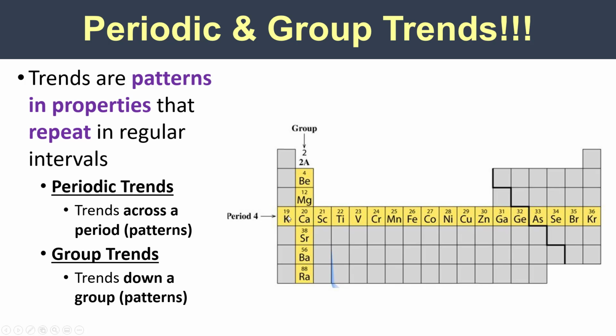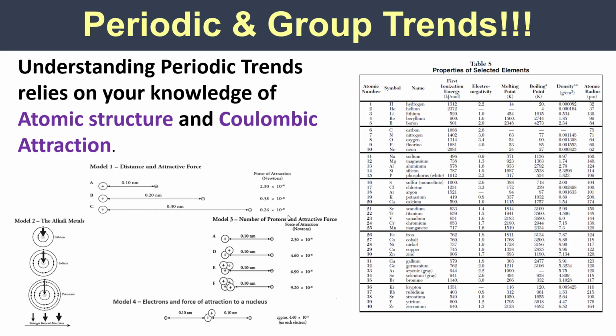This video is going to break down a bunch of periodic and group trends. And no matter how any of those change, understanding why the property changes and being able to predict how it changes is all based on your knowledge of atomic structure and coulombic attraction, which, if you remember, we did a POGL on. The POGL delved into how distance from the nucleus of an electron will affect the attractive forces between that nucleus and the electron, and how the increase in the number of protons, which increases the nuclear charge, will affect the degree of attraction between a nucleus and electrons. All of those things influence our periodic trends.